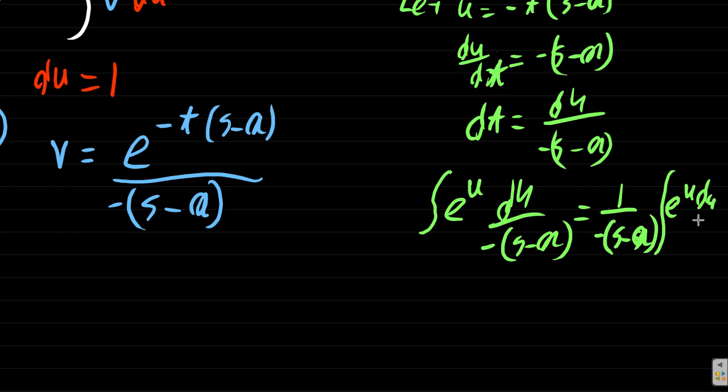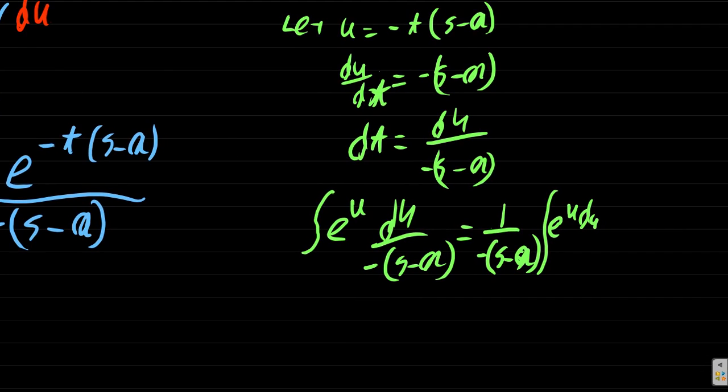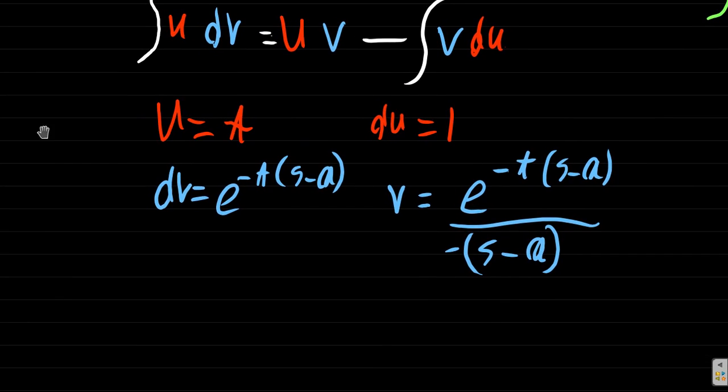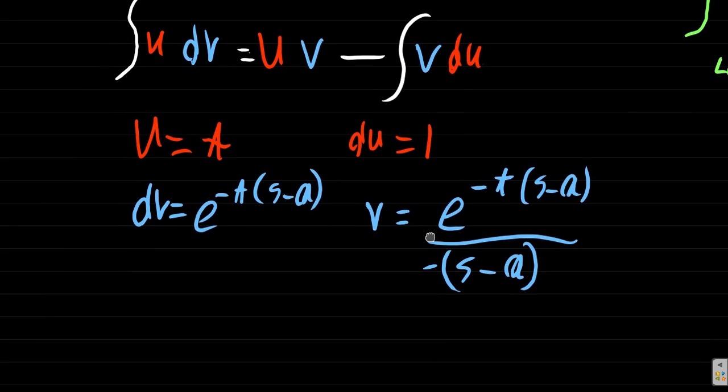But you remember, just like how when you integrate e to the x dx you get back e to the x, when you integrate e to the u du, you get back e to the u. But u was what? u was negative t(s minus a). So you just rewrite this as 1 over negative (s minus a) times e to the negative t(s minus a). So we have it over (s minus a), right? So that's what happened. All right, so back to this now. Just in case you didn't remember, and it might throw off your concentration and flow of understanding. So back to this. This is where we reached.